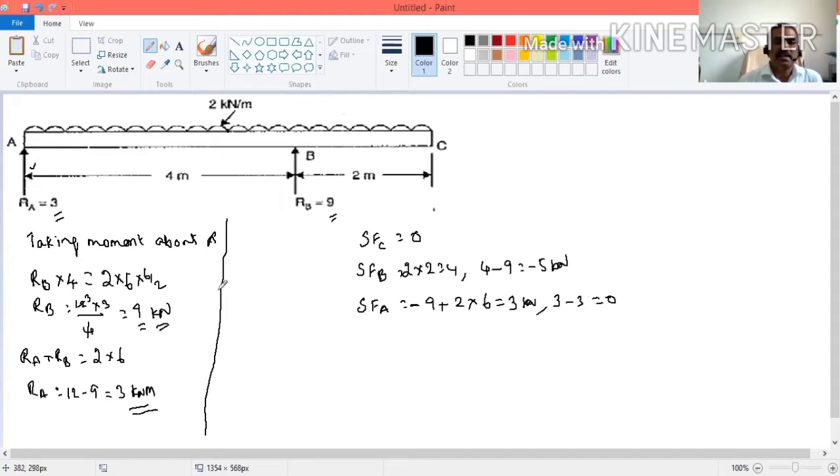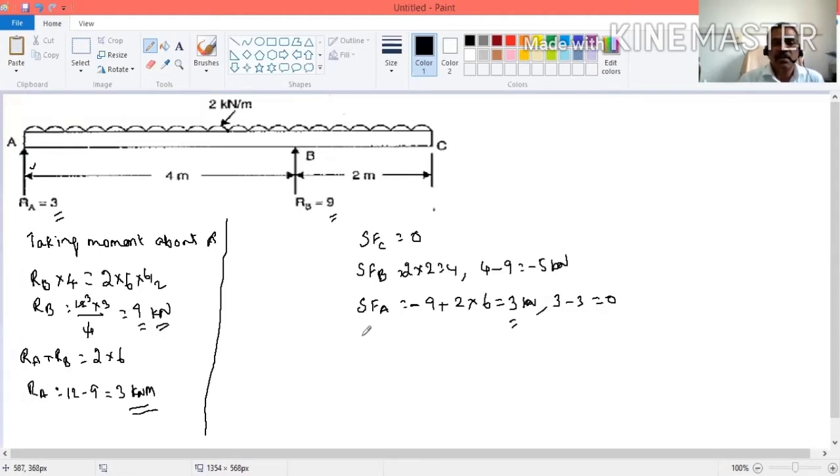Now we can draw the shear force diagram. At C it is 0. The shear force at B is first 4, then it comes to minus 5. Then it goes from minus 5 to 3, then it will be 0. So this is the shear force diagram.